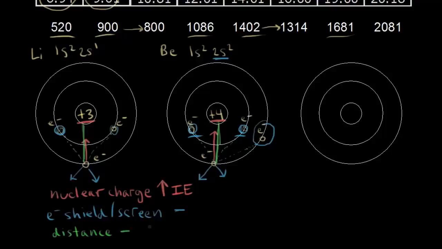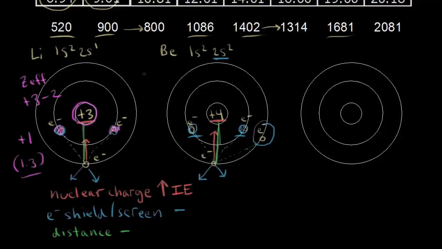And so if distance has no effect and electron screening or electron shielding has no effect, really all we have to think about is the nuclear charge here. And let's go ahead and calculate the effective nuclear charge for both of these atoms really quickly. So for lithium, the effective nuclear charge would be the number of protons, so that's +3, minus the number of shielding electrons, so that would be this one and this one, so +3 minus 2, so we get an effective nuclear charge of close to +1. In reality, it's about 1.3 when you do the more complicated calculation.